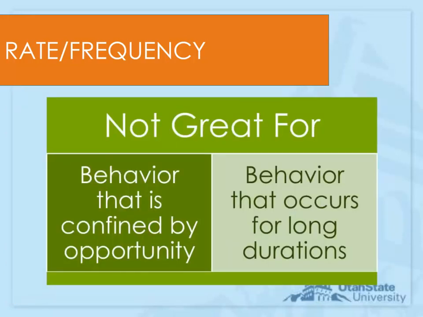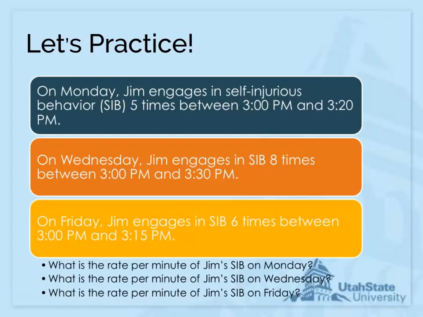It is important to know that measuring the rate of behavior is not optimal for behavior that occurs over long periods of time. For example, if you're collecting data on behaviors that occur over long periods of time, such as tantrums or crying behavior, you may want to use something like a duration measure. All right, let's practice this. Go ahead and read the examples of count data collected for self-injurious behavior, and then afterward, try to convert that count into a rate before going on to the next slide.